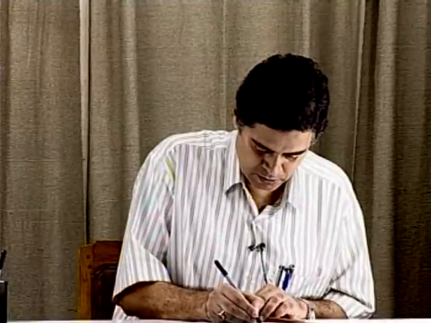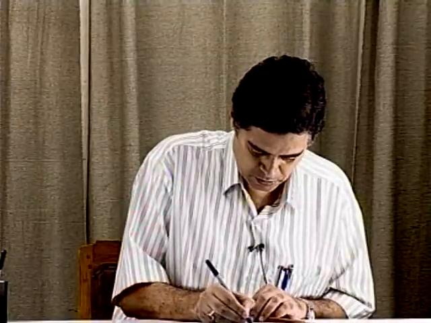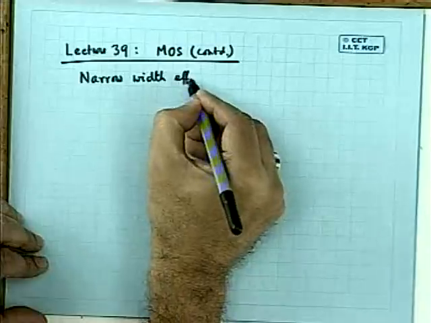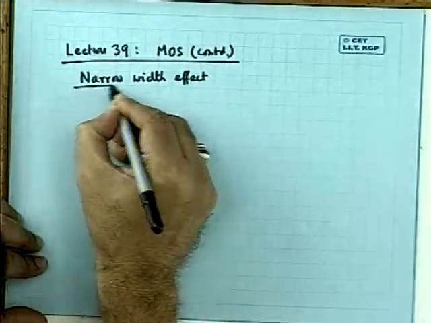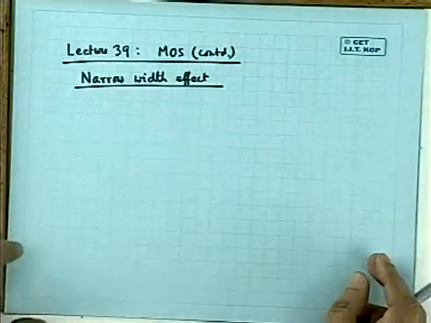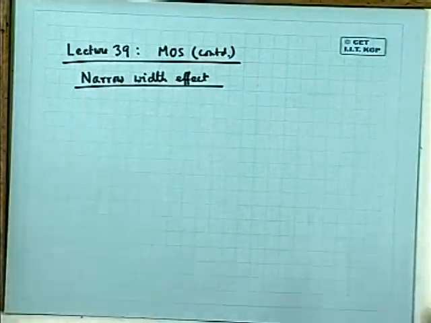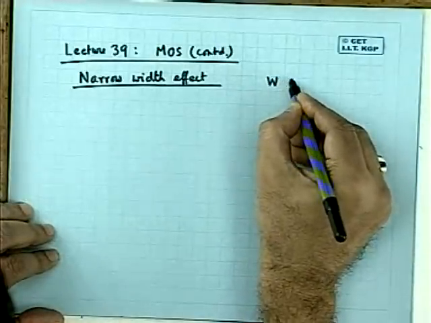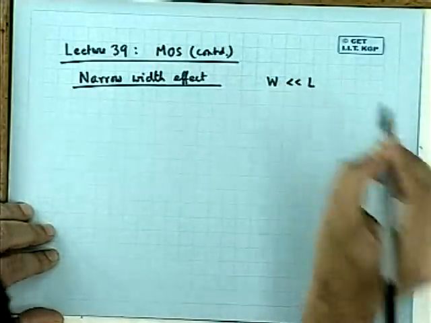Okay, thank you. So lecture 39. We now consider another effect which is just the extreme of the short channel called narrow width effect. So far we have considered only short channel, but the width can also be very small compared to L in certain cases.